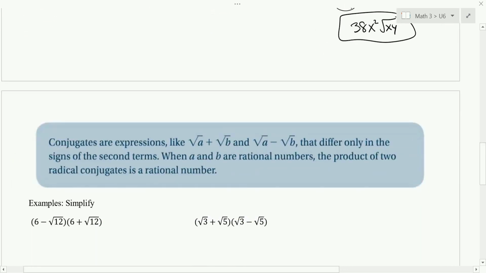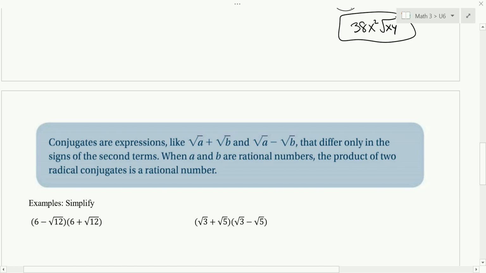Sometimes when you're working with square roots, you're going to want to get rid of them. And we saw that yesterday, right? When we were working with fractions and we wanted to rationalize the denominator, we wanted to get rid of the square root in the denominator. And one trick to get rid of square roots, or one thing that always happens, is if you multiply two things together that are called conjugates that have square roots.